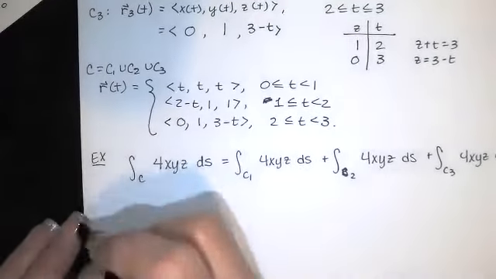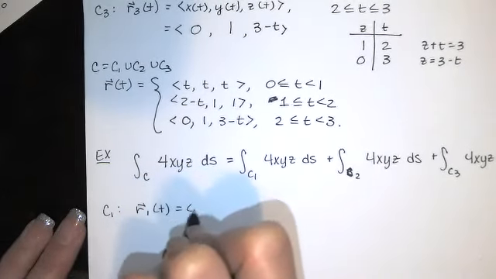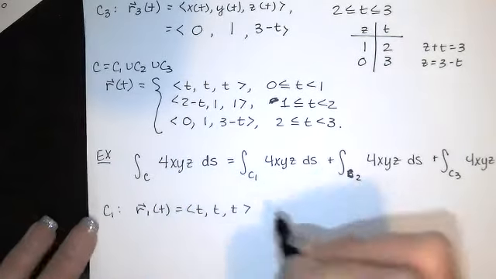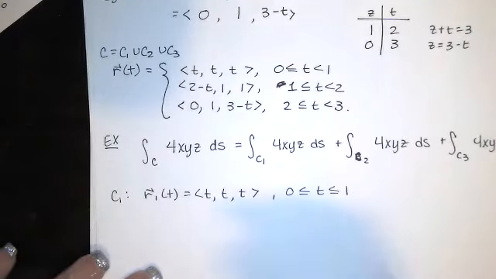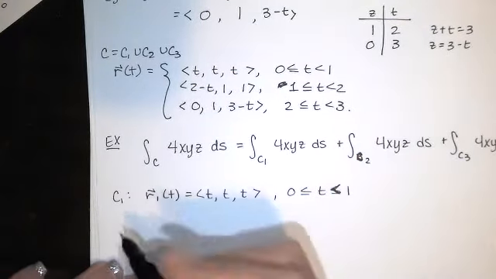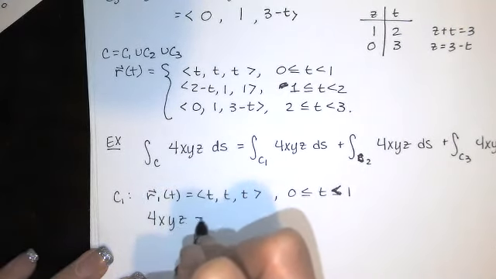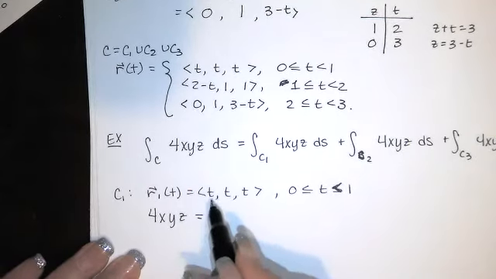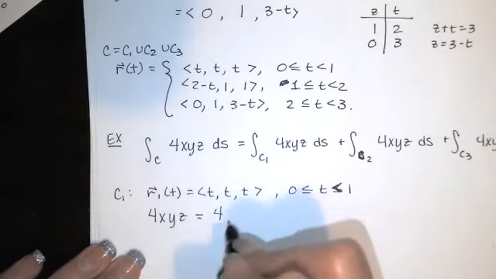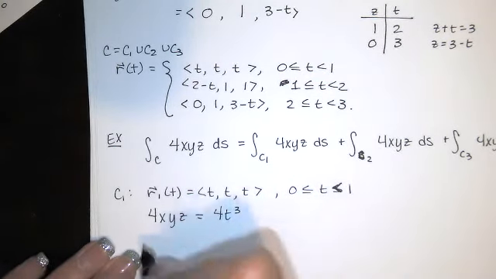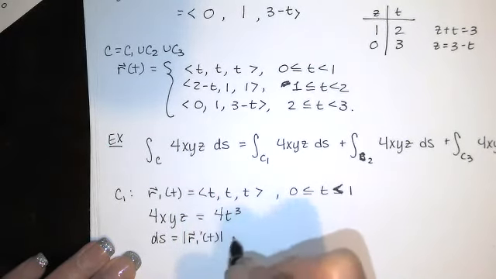So let's look at C1. On C1, we've got R sub 1 is t, and we're integrating from 0 to 1 in that case. We need 4 times x times y times z entirely in terms of t. Well, x is equal to t, y is equal to t, and z is equal to t. So this is 4 times t times t times t, so that's 4t cubed. That's our integrand. And ds is the magnitude of r prime of t times dt.